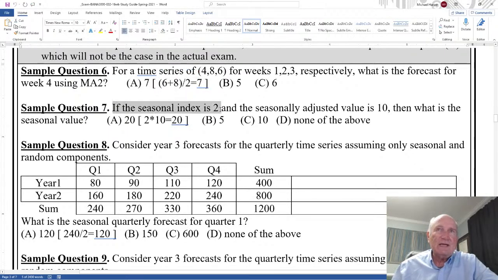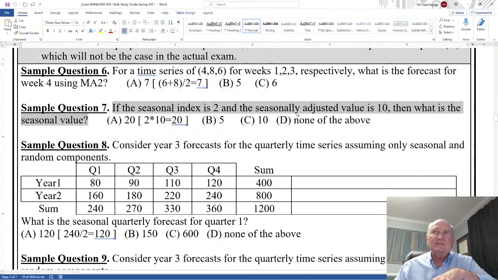If the seasonal index is 2 and the seasonally adjusted value is 10, then what is the seasonal value? Well, if the seasonally adjusted is 10, you want to put seasonality into it, you multiply by the index. And so there's 3 things here: the seasonal index, the seasonal value, and the seasonally adjusted value. I'll give you 2 and ask for the 3rd, so I'll mix it up. So just have that equation in front of you.